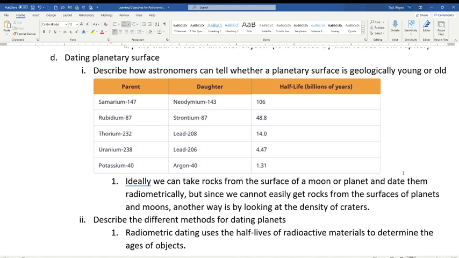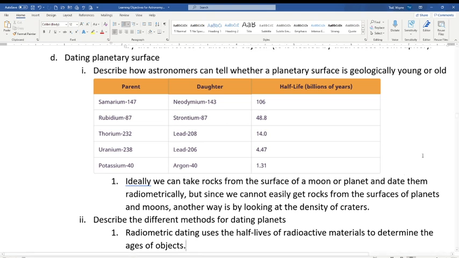What we mean by old or young for a surface is how long since it's been erased or eroded or something like that. The rock on its surface has been changed in some significant way. So heavily cratered objects like the moon are very old. The Earth has a very young surface because it's constantly changing. We have a biosphere that changes the surface.